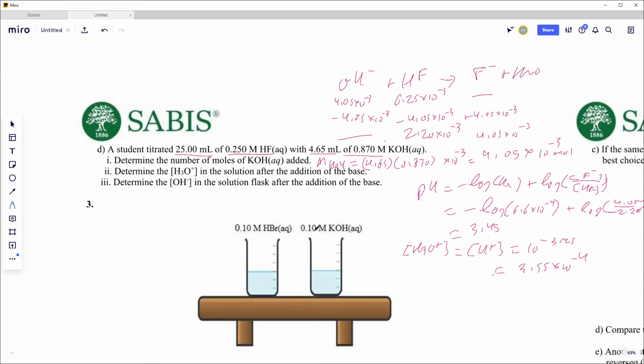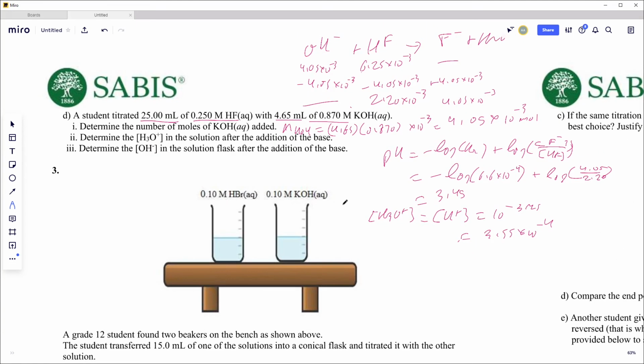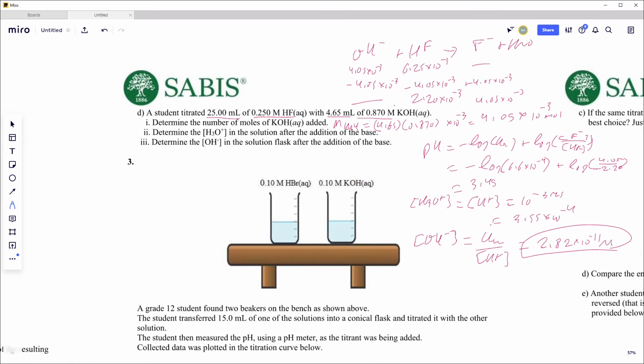And here you're going to determine the OH minus. We have the H plus, so it's easy. K water equals the concentration of H plus times the concentration of OH minus, so the concentration of OH minus equals K water over the concentration of H plus. So 10 to the minus 14 over this, you're going to get 2.82 times 10 to the power of minus 11. And we're done with part 2, question 2.